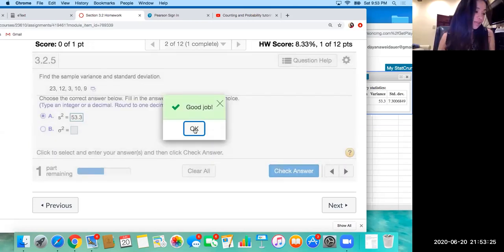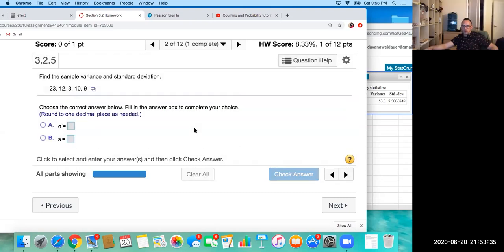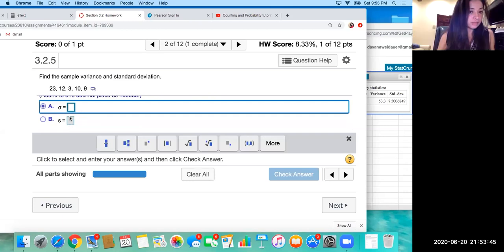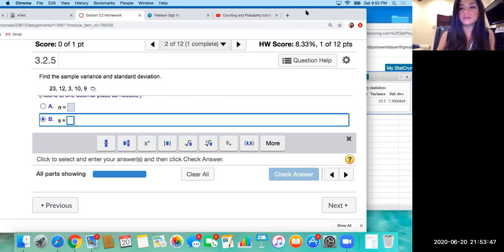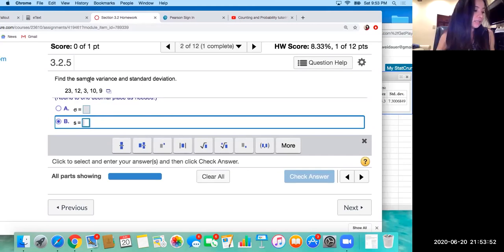The sample variance is asking for the Roman letter, which is the S, or English letter. Okay. Now it's asking for the standard deviation. Since the question said sample, we have to use S, and the answer would be 7.3. Unless I see up here population. Population. Okay. So 7.3. Yeah.